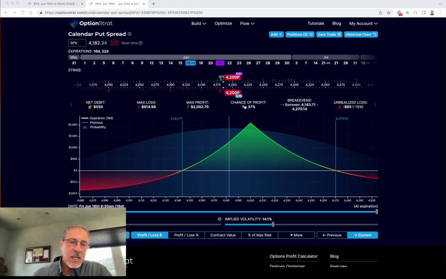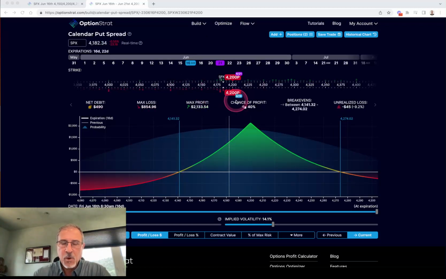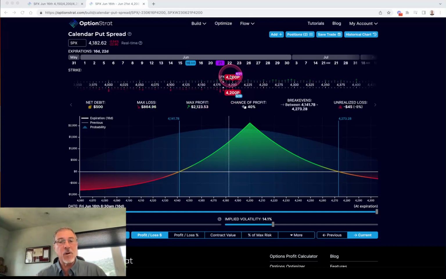So what we're ideally looking to have happen here is we want the value of these short options to drop out or reduce in value, because remember, we sold those. So we want those to drop in value as quickly as possible, ideally more quickly than the further out dated options. And under normal circumstances, that is the way it will play out. So that's how, again, this profit creeps in.